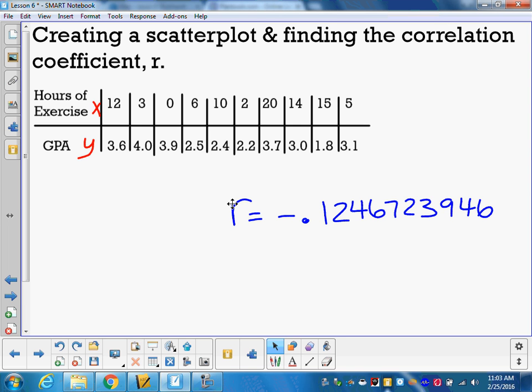Then you go second. It's 0. It's 0 again. Alright, so what does this mean? The negative means that if there is a correlation, it's going to be going down to the right. The fact that it's 0.12, it's very small, it means that it is a very, very weak correlation.